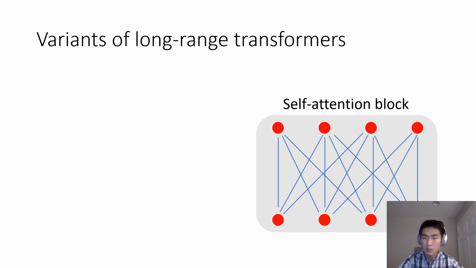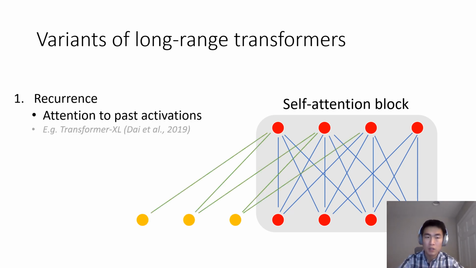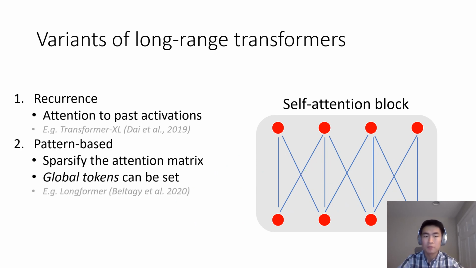In the picture is a self-attention block of a standard transformer. All the tokens can attend to each other. The first type of variant is recurrence, where they chunk the text into different blocks, and each block can attend to past activations. A typical work is Transformer-XL.